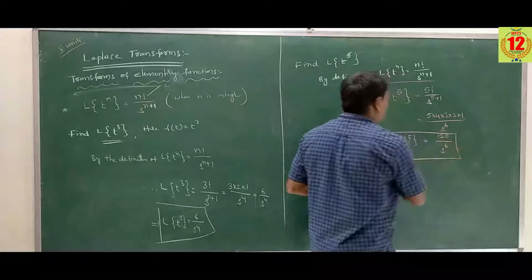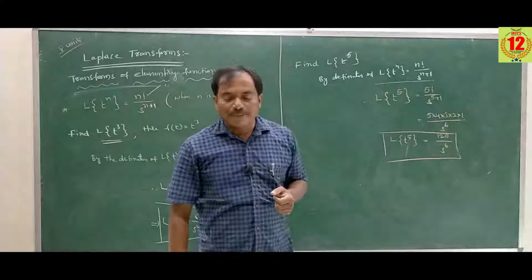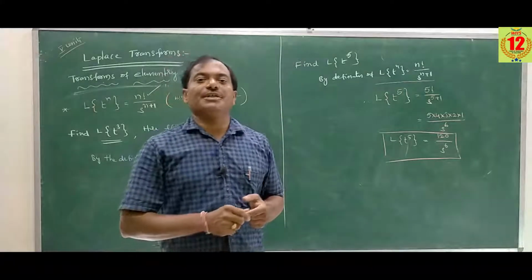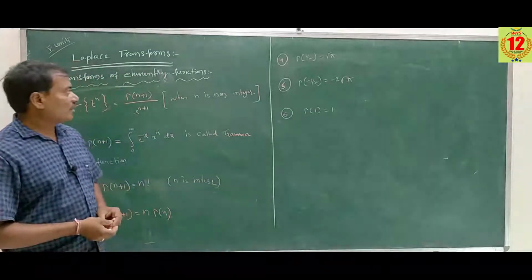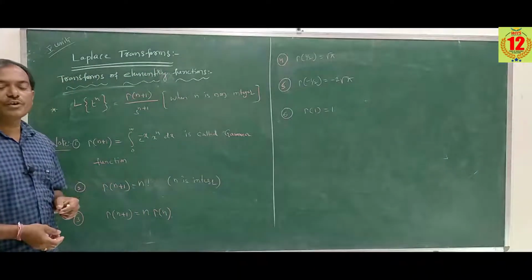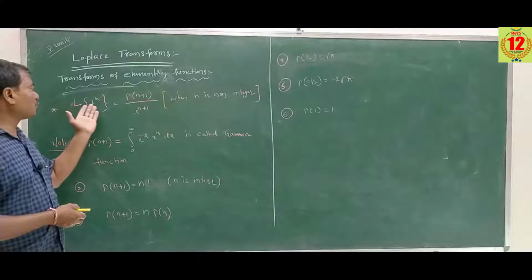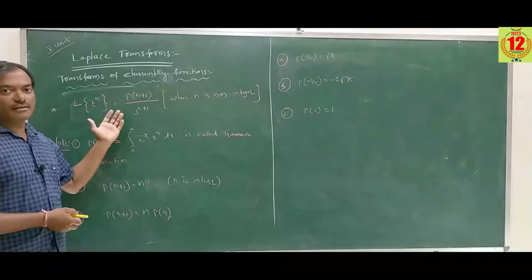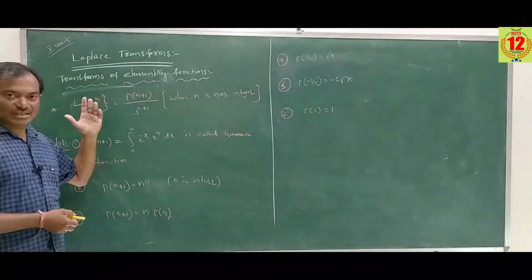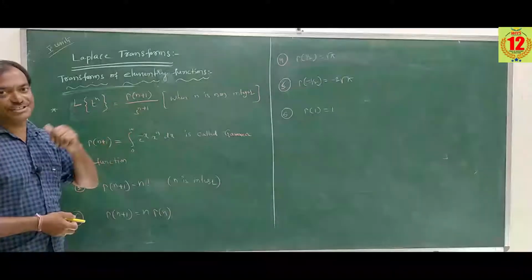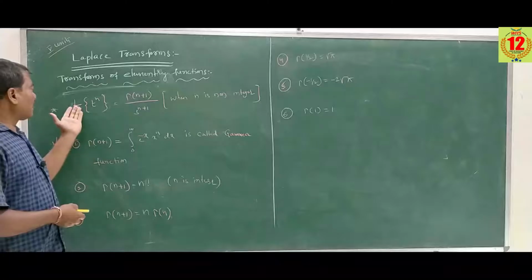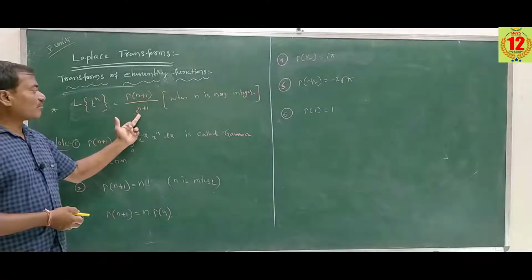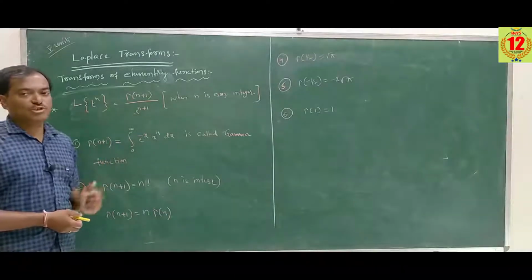So this is the process of finding Laplace transform of t to the power of n when n is integer. When n is non-integer, we have to find out Laplace transform of t to the power of n. This is the formula for finding Laplace transform of t to the power of n when n is non-integer. Laplace transform of t to the power of n equal to gamma of n plus 1 by s to the power of n plus 1.